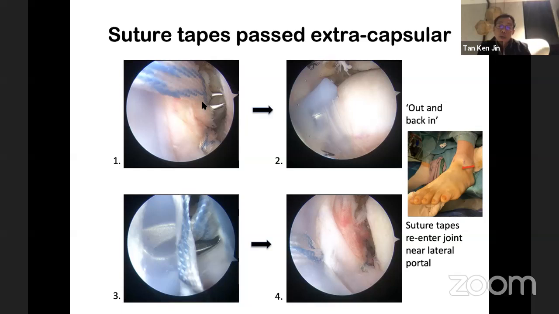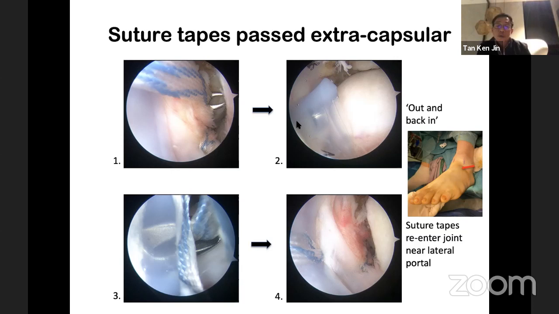So what this does is it puts the two suture tapes running from the fibula across to the talus, but they're sitting extra-capsular, and they're not in the joint, which is the correct way an internal brace should be. It actually should be extra-capsular.